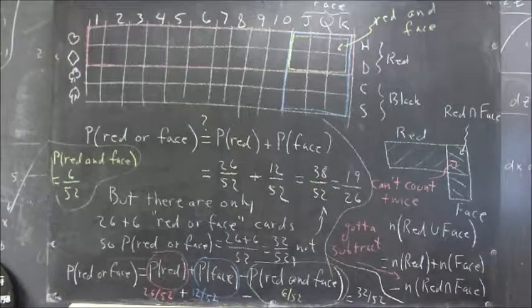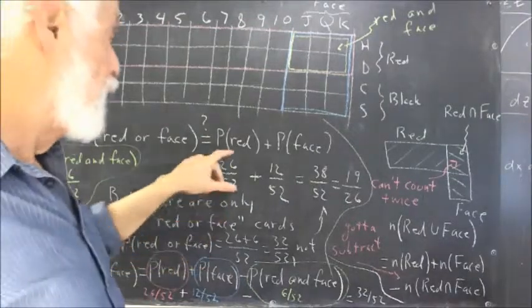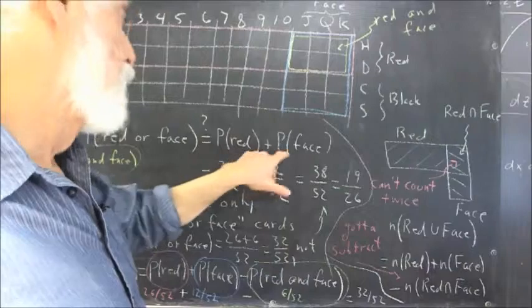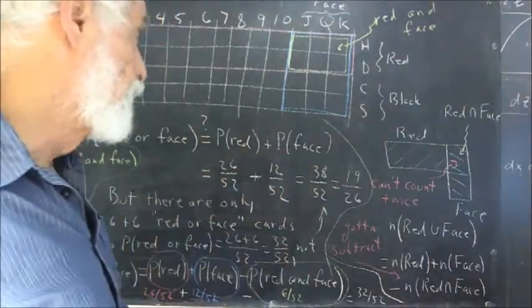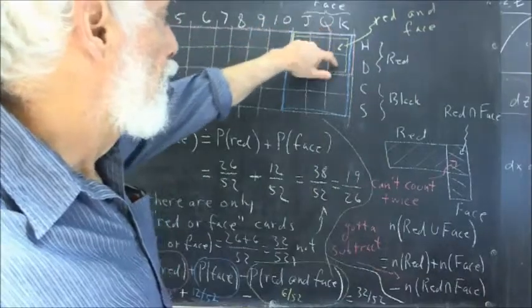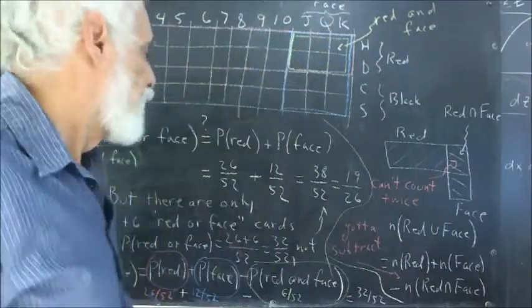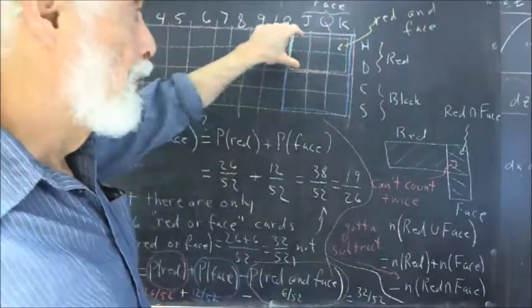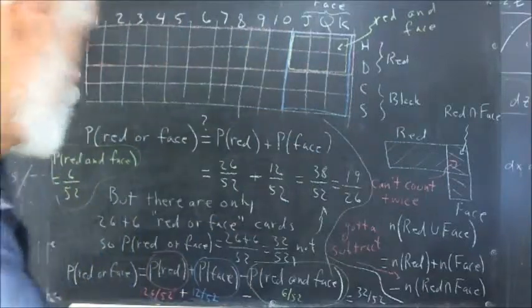To correct that, what do we do? Well, we can still add the probability of the red and the probability of the face cards, but we're going to have to subtract the probability of getting a card that's both. That way, these cards will only have been counted once.